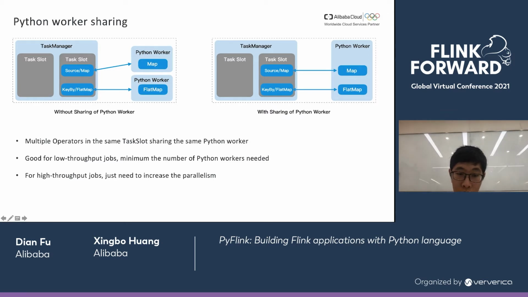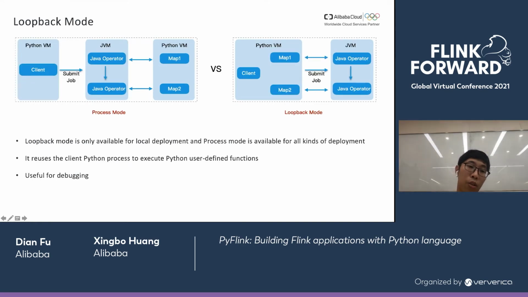Okay, it will reduce the number of Python workers. It is good for low-throughput jobs, minimizing the number of Python workers needed. For high-throughput jobs, we just need to increase the parallelism. Okay. Next, we will talk about the loopback mode. It is a very useful feature.